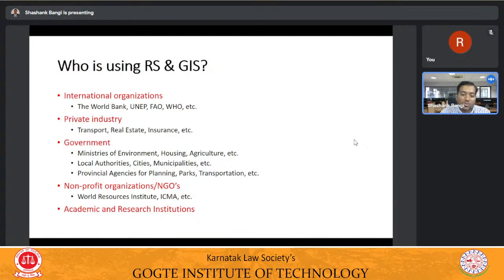Drone survey, as you all know, is very popular, and all the survey records are converted into digital form with the help of a drone survey. And some of the non-profit organizations are also making use of this technology, and along with this, academic institutions and research institutions are also using it extensively.